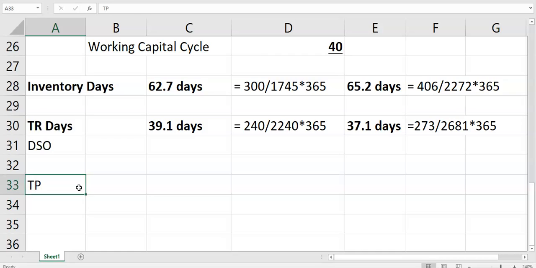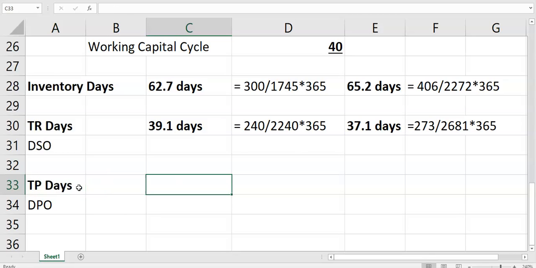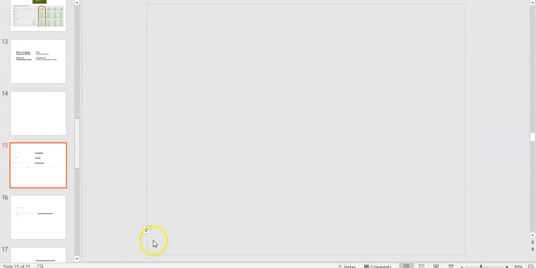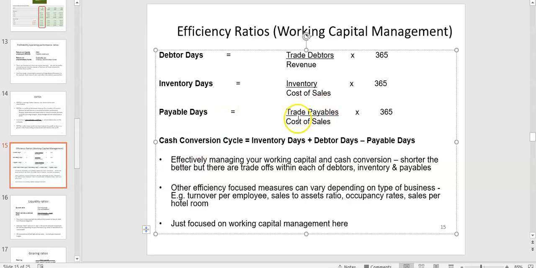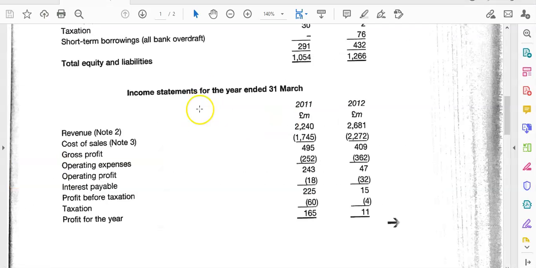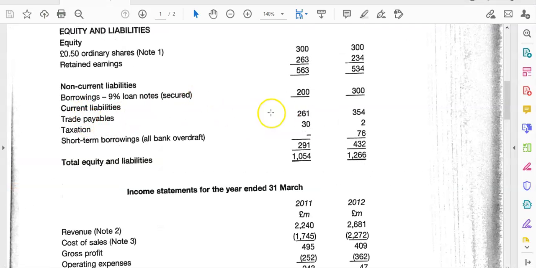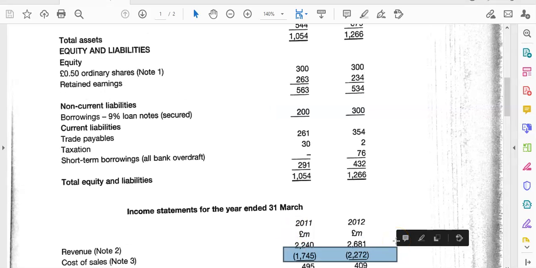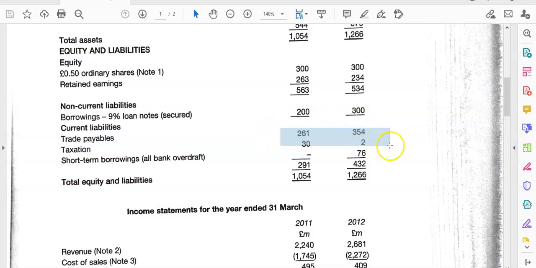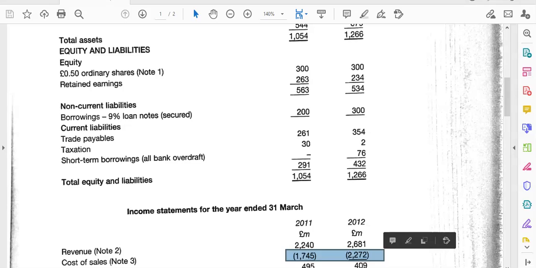And here, trade payable days, this is also known as DPO, days purchases outstanding. If we go back to the formulas, it's trade payables over cost of sales times 365. Our trade payables are in current liabilities, 261 and 354, and then our cost of sales is 1745 and 2272. Again, the ratio is looking at the relationship between one line item and another. That's what a ratio does.